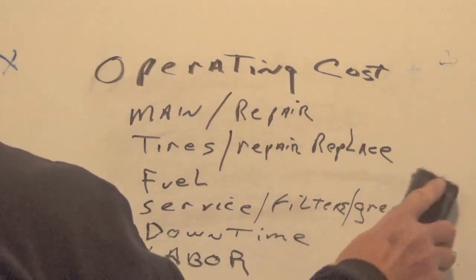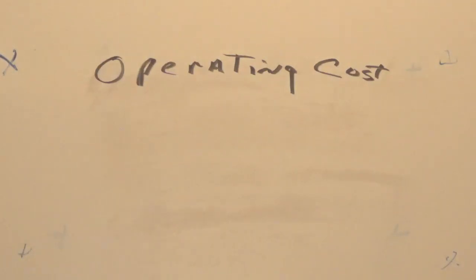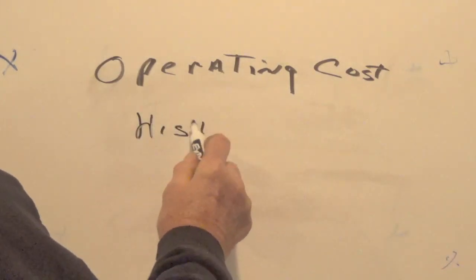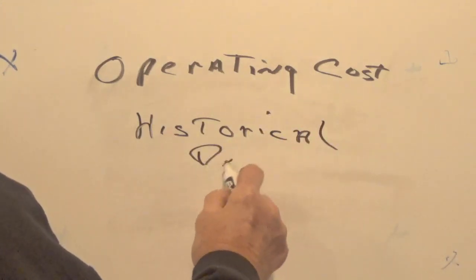So for operating costs, the place you look for information, you can look in your brain if you have a good memory, but historical data, okay, is what you're looking at.